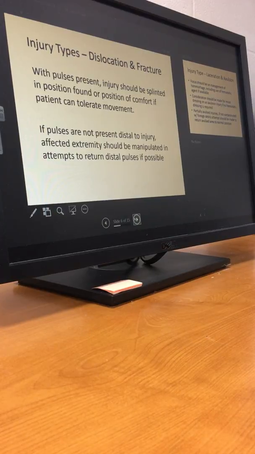More injury types, lacerations and avulsions. Focus should be on the management of hemorrhage, including use of hemostatic agents if available. Consideration should be made for moist dressings on an avulsion injury if no hemostatic dressing is required. Partial avulsion injuries, if not contaminated with foreign debris, there should be an attempt made to return the avulsed area to the normal position before any dressing is done.